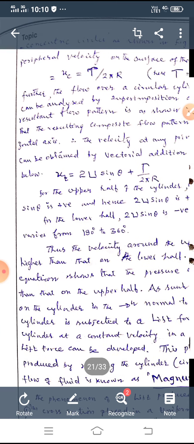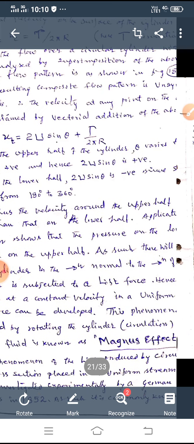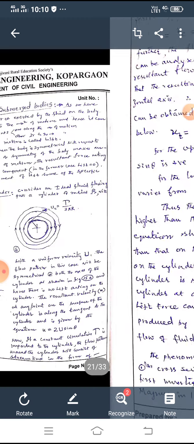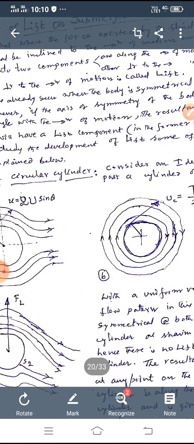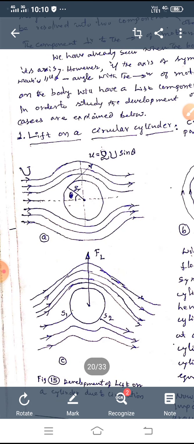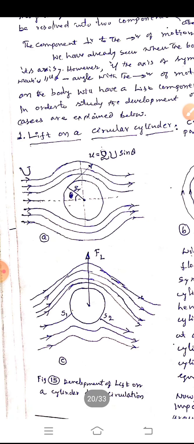Here, for the upper half of the cylinder, theta varies from 0 to 180. You can see here 0 to 180 in the upper half, whereas in the lower half it is 180 to 360. Therefore, in the upper half 2u sin theta is positive, whereas in the lower half it is negative, as sin theta will be negative. Therefore, the velocity on the upper half of the cylinder will be more than on the lower half.